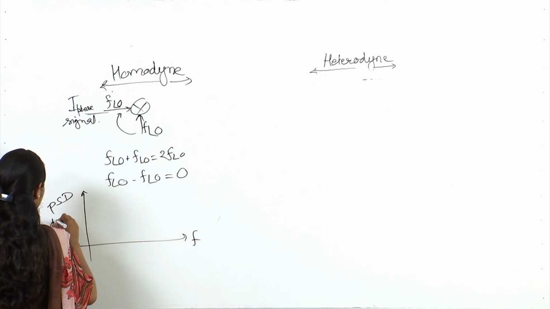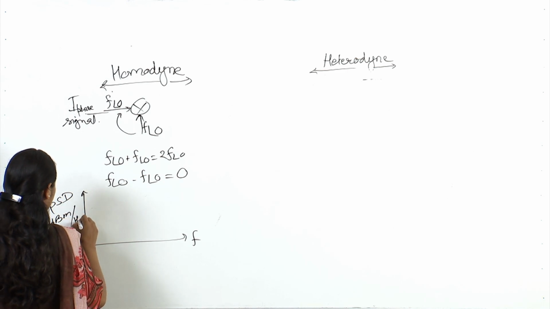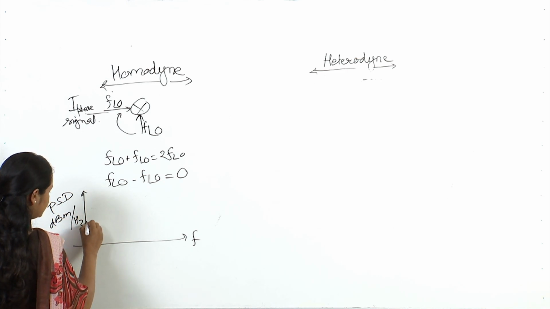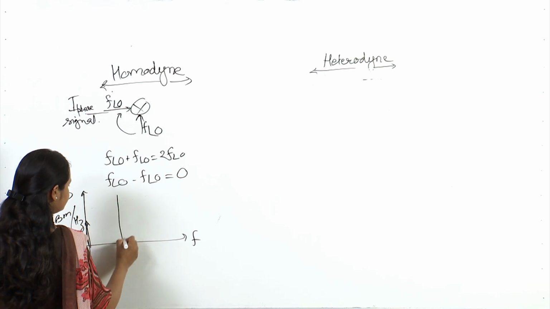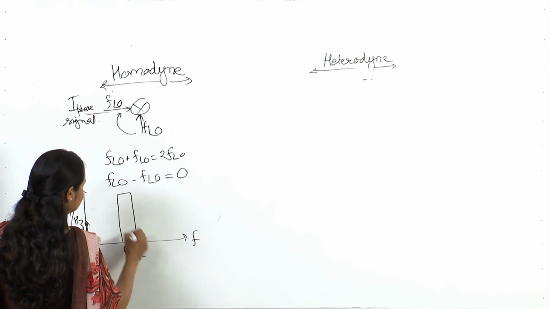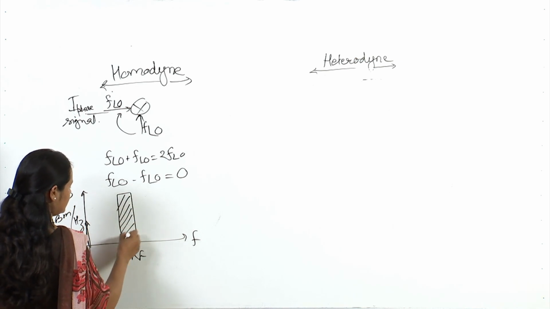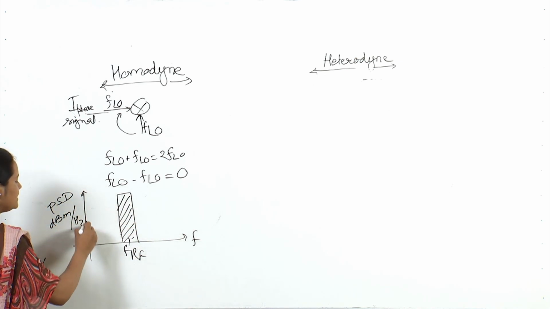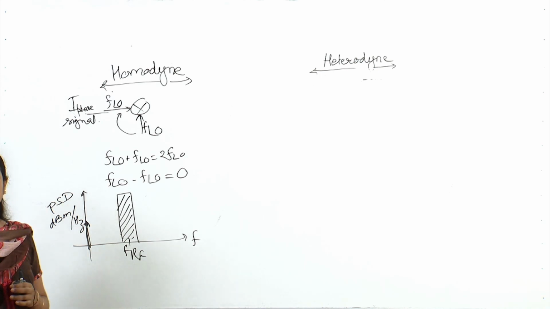Power spectrum density, dB per hertz: if you see, we have a signal appearing here apart from the FRF signal, which is the actual signal here. So, this is what we call DC offset. Because of this component, the amplitude level of all the signals goes high.